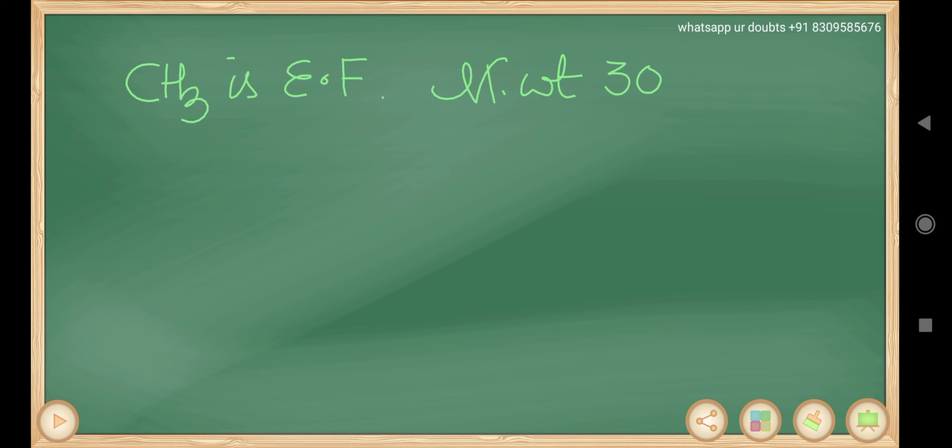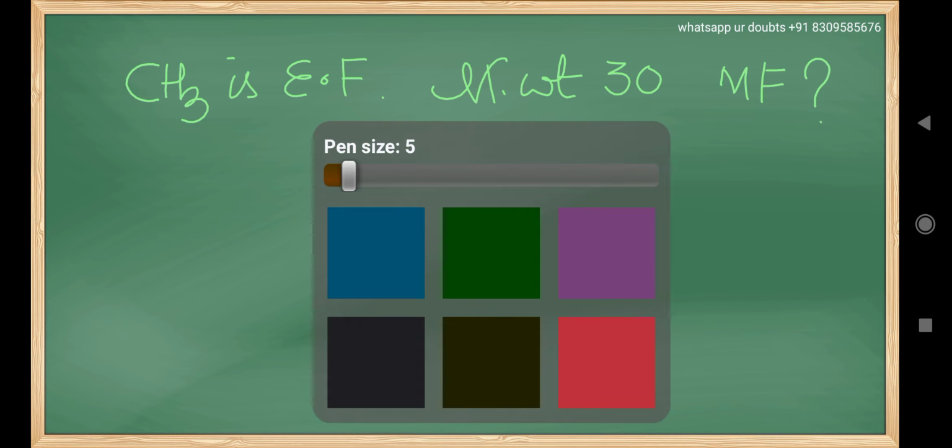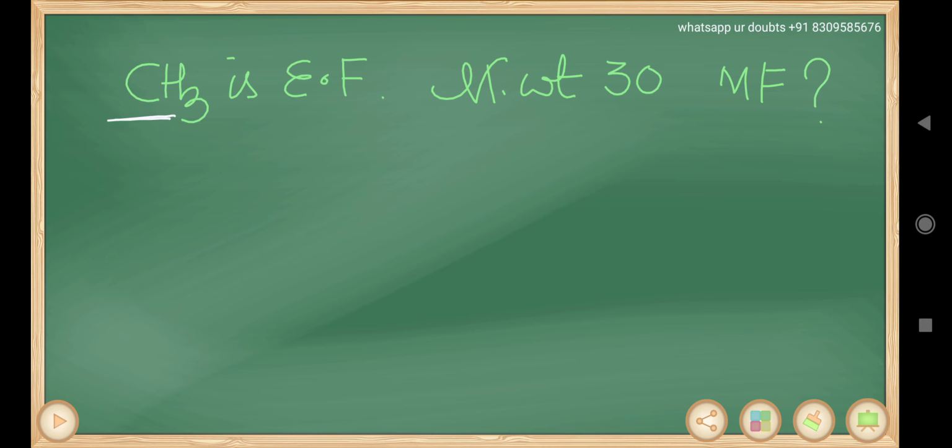See, CH3 is the empirical formula. Molecular weight is 30. What is the molecular formula? This kind of questions will come. CH3 means 12 plus 3 is equal to 15. This is the empirical formula weight.